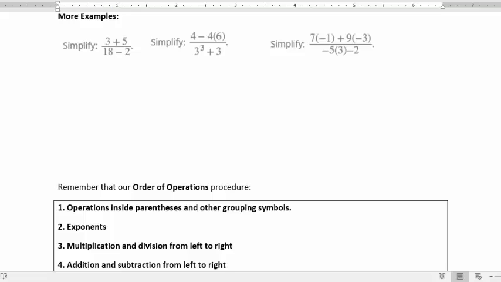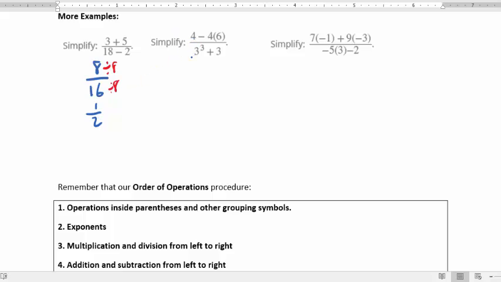So in the first one here, you're adding 3 and 5, subtracting 18 and 2, and then dividing at the end. So you would just do 3 plus 5, get 8, 18 minus 2 gets 16, and then reduce this fraction. So now 8 will go into both 8 and 16. So 8 sixteenths is really 1 half, right?